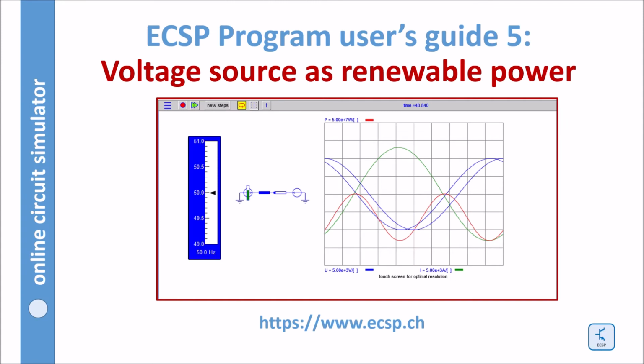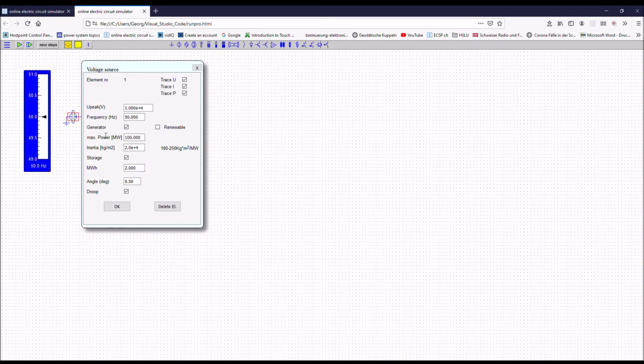You can also use the voltage source as a renewable power generator, like for example a wind generator. To do so, again, you double click on the source and you tick the renewable checkbox. And then here you have to enter a value in seconds. In this case, every 2 seconds, the torque of the renewable power generator is randomly changed. And this will be the effect.